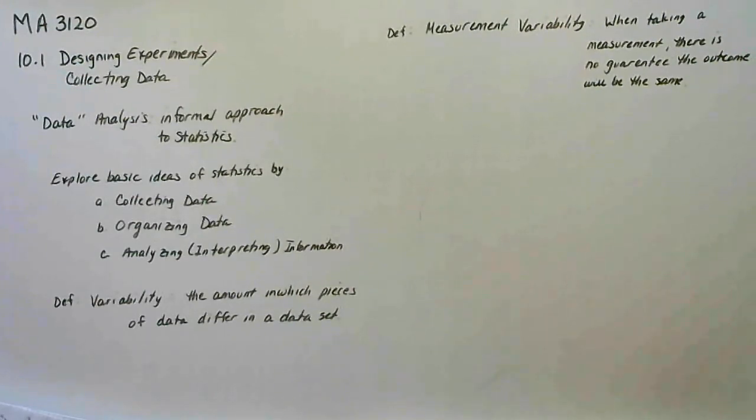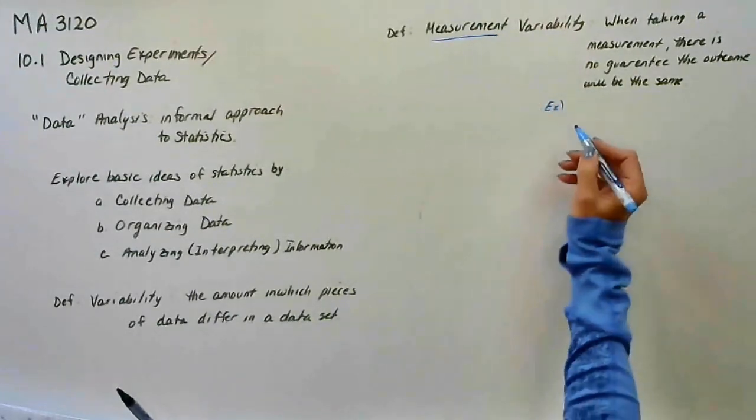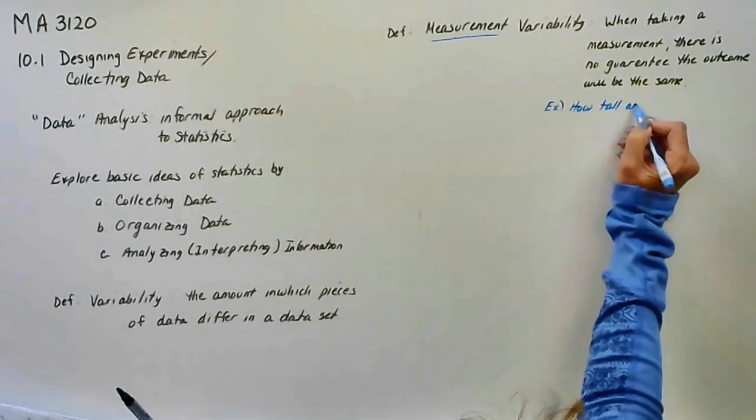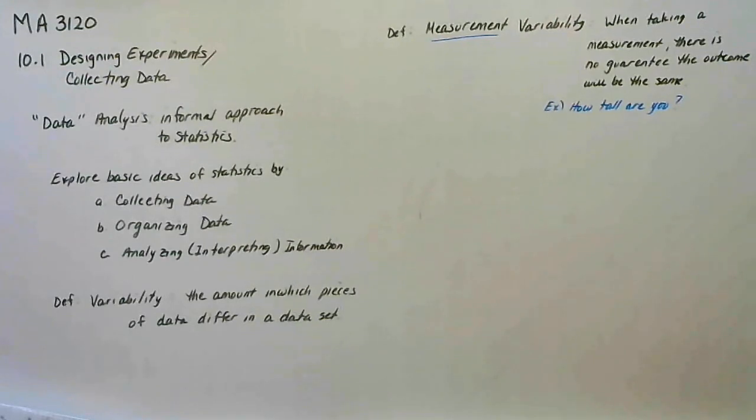Okay, for example, let's say I'm trying to create a question, and now remember, we're looking at measurement. So maybe you say, well, how tall are you? If I asked every student in my class, well, how tall are you? Are we guaranteed that we're going to get the same outcome? Well, the answer is no. It's going to be rare that we even find two people in class that are the same height. So that's what we mean by taking a measurement and having it vary.